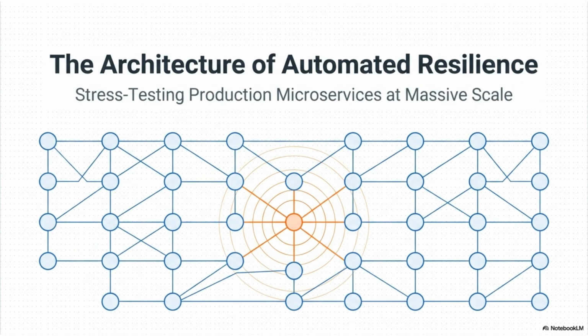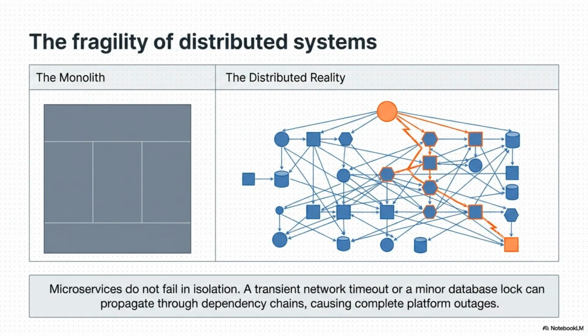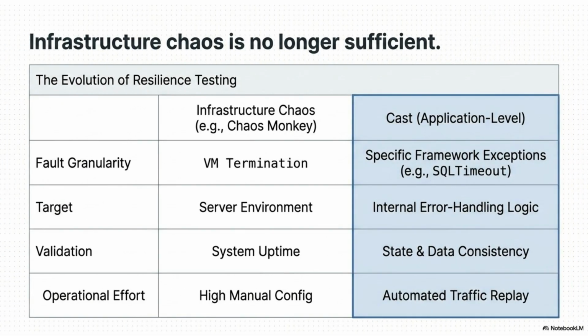This video will focus on the architecture of automated resilience, specifically stress testing production microservices at a massive scale. Distributed systems, unlike monoliths, are fragile. A minor transient network timeout or database lock can propagate through dependency chains, causing complete platform outages. Infrastructure chaos is no longer sufficient for resilience testing.